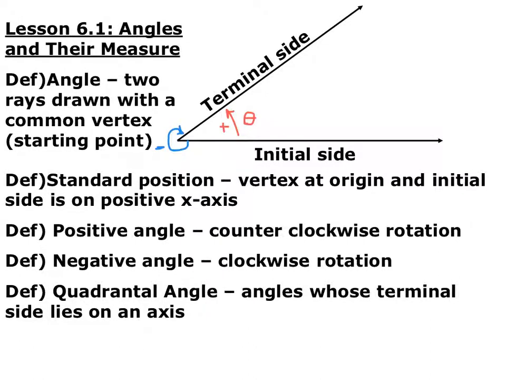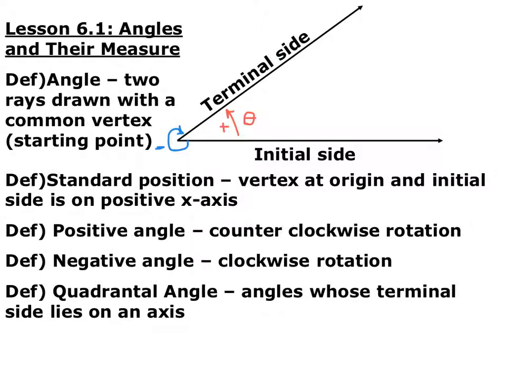Section 6.1 is angles and their measurement, so I would pause the video and write down these notes. Remember, an angle is two rays that start with a common vertex at the starting point here. This side here, we call the initial side. For most of the things we're doing here, it's going to be sitting on the positive x-axis with the vertex at the origin, and then the other side we call the terminal side.